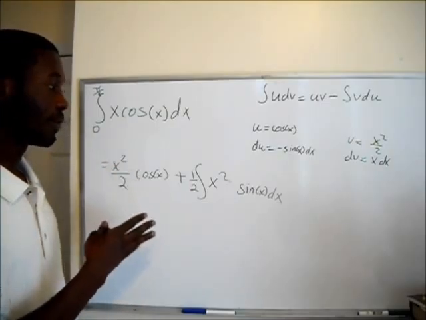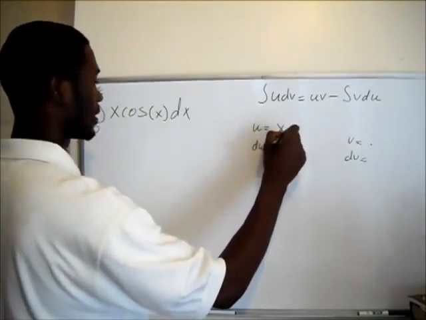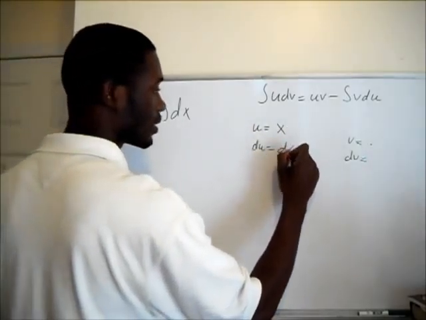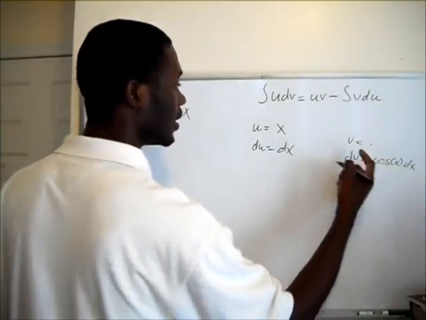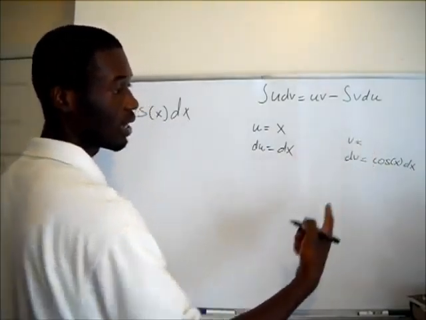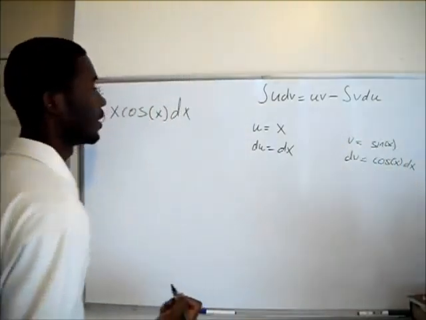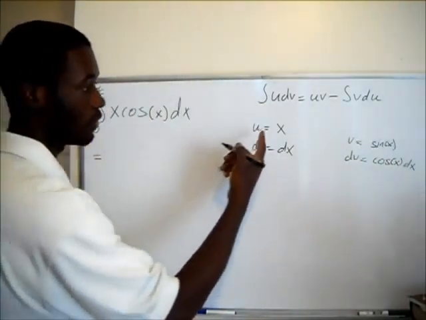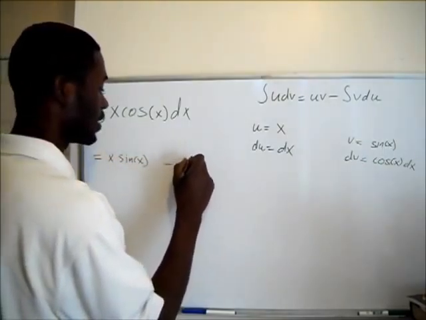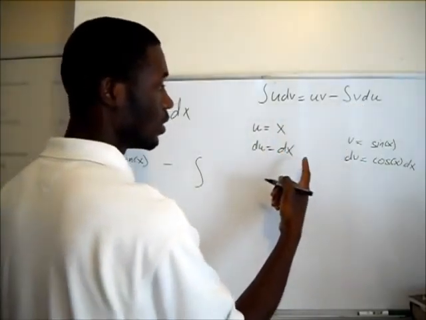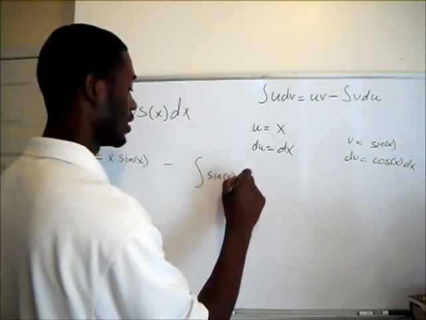Alright, so now let me go through the problem where I actually picked the right thing, and solve it. The correct choice is u equals x, and du is dx. dv would be cosine of x dx, and then v would be the integral of cosine, which is sine of x. Alright, so now this is equal to u times v. So it's going to be x sine of x minus the integral of v du. v is sine of x, du is dx. So sine of x dx.